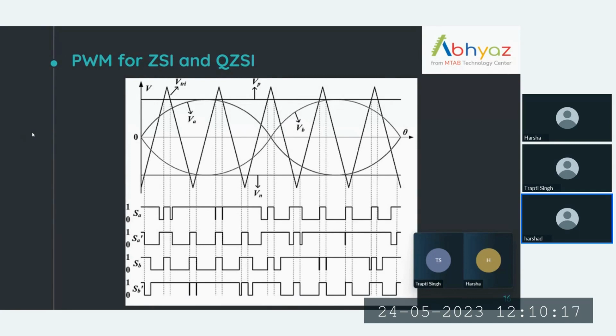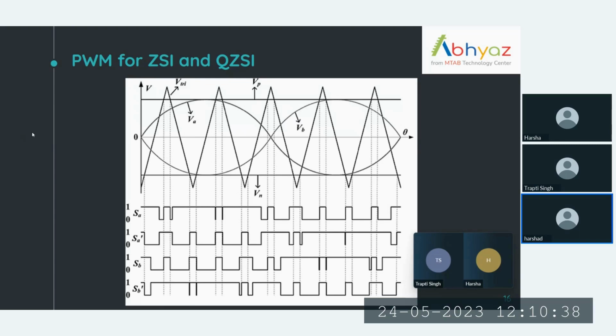PWM, that is pulse width modulation, is a technique employed in the output stage of an inverter to recreate the AC waveforms by switching the DC voltages on and off with higher frequencies. I am implementing a simple boost PWM for Z-source inverters. It can also be used for quasi Z-source inverters as well.